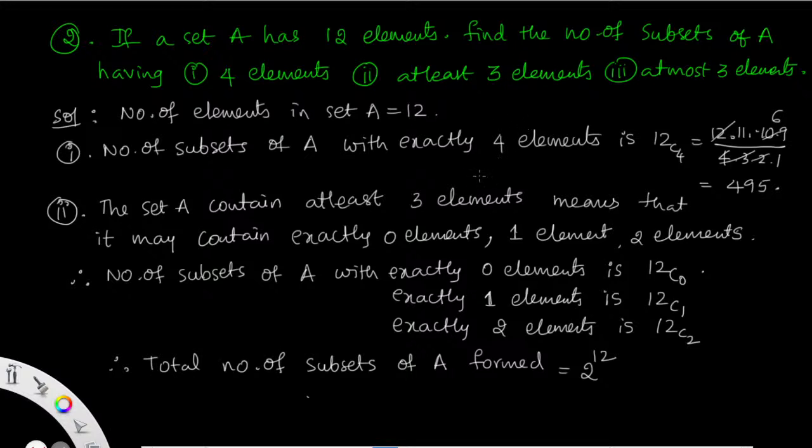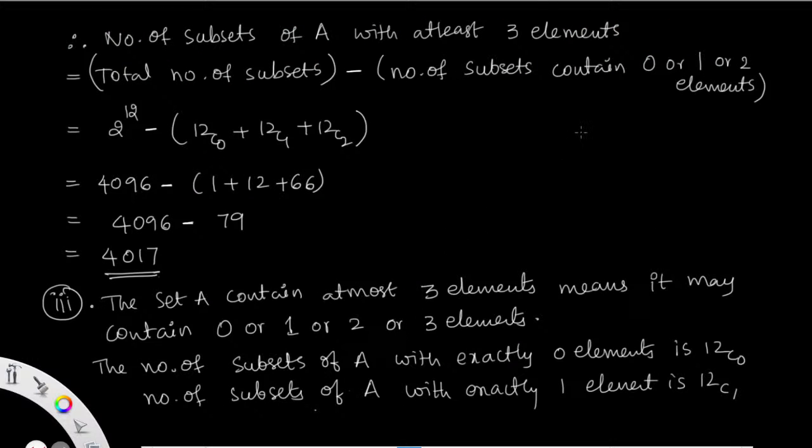That is why I am taking the total number of subsets minus the number of subsets containing 0 or 1 or 2 elements. That is 2 to the power of 12 minus (12C0 plus 12C1 plus 12C2). 12C0 is 1, 12C1 is 12, 12C2 is 12 into 11 by 2 into 1, that is 66. This total value is 79, then you get 4017 ways. So that is the answer for the number of subsets of A with at least 3 elements using the 12 elements.